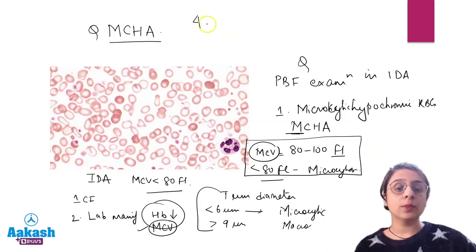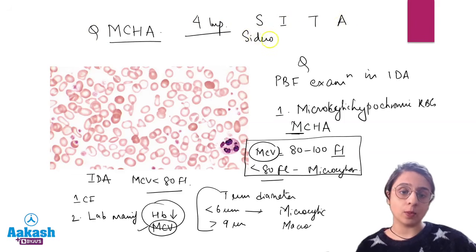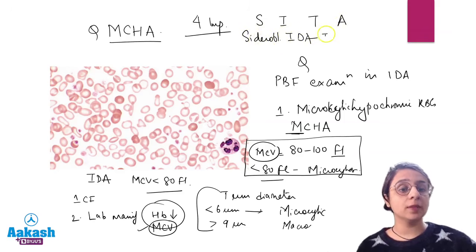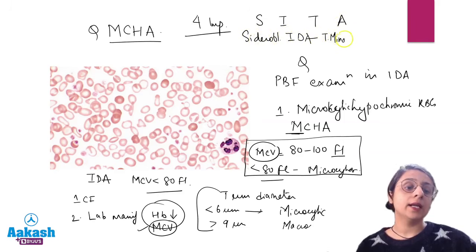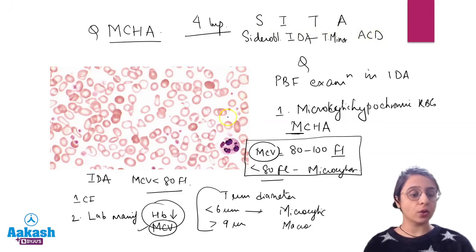And what are the four important differentials of microcytic hypochromic anemia, students? Quickly, if you remember our mnemonic, it is SITA. So it is sideroblastic anemia, number one. Number two is iron deficiency anemia. Then thalassemia minor. And last is anemia of chronic inflammation or anemia of chronic disease.